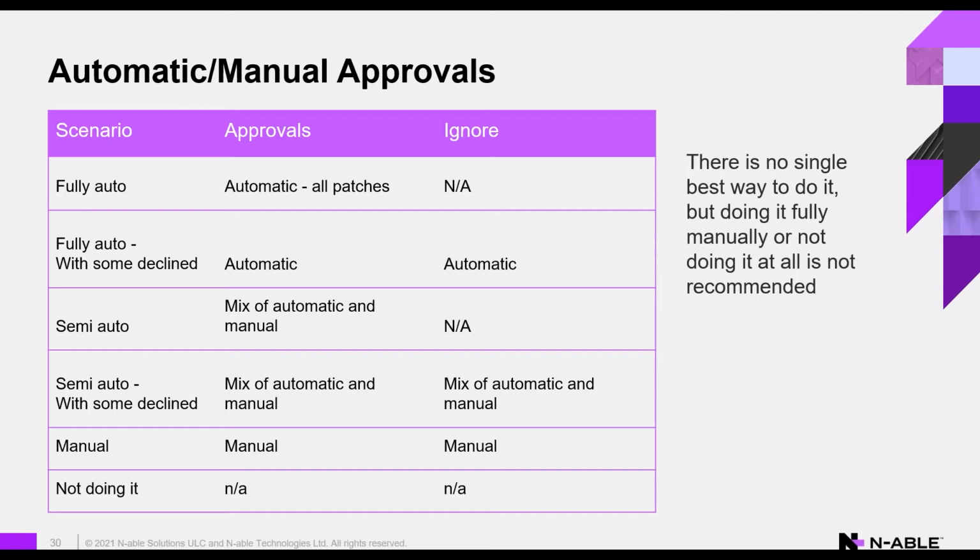So we have our full auto with some declined, where our ignores are happening automatically, and we're working almost exclusively out of the management workflow, which is completely appropriate. I've seen some MSPs do this. Then semi-automatic with some declined, where we have a mix of automatic and manual patches, and the ignore process and the approval process is going to be a mix of automatic and manual. This is probably the most common that we're going to see. The semi-auto with none declined, where everything gets approved, it'll happen, but it's probably not feasible.